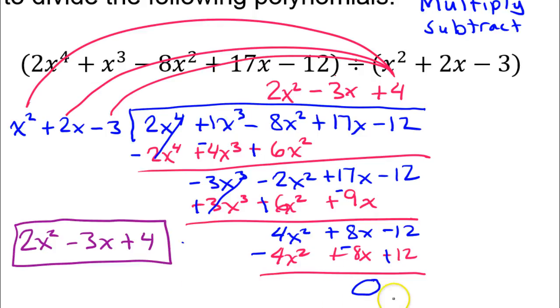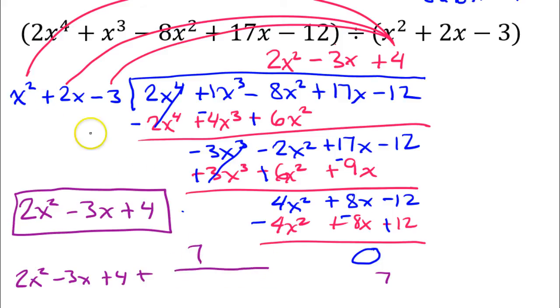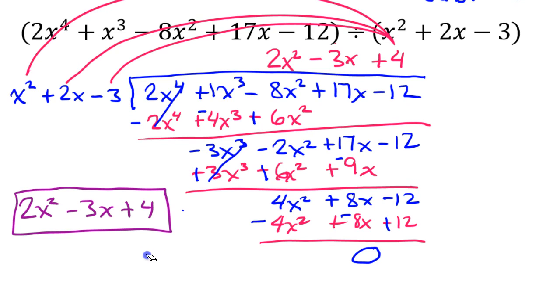Now, what if we had had a remainder? Imagine that this had been, let's say, a 7 instead of a 0. Then we would have had the same thing, except we would have had 2x squared minus 3x plus 4, and then because of the 7, we would put plus 7 over the divisor, x squared plus 2x minus 3. So this is how it would have looked if we had a remainder. But we didn't, so let's not get it twisted. So that's it for number 7.